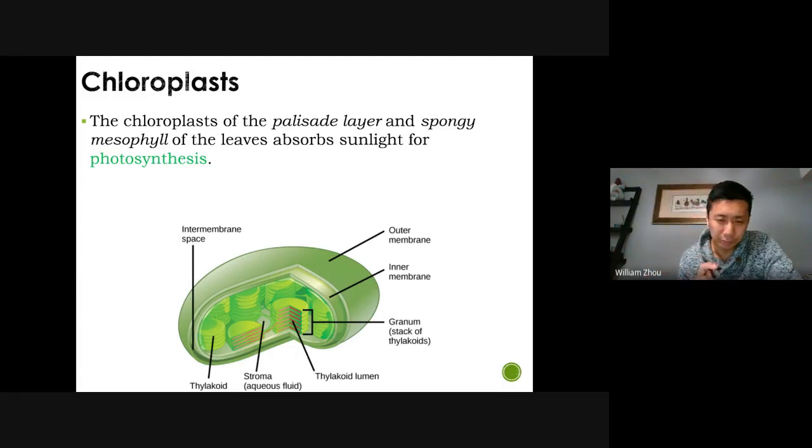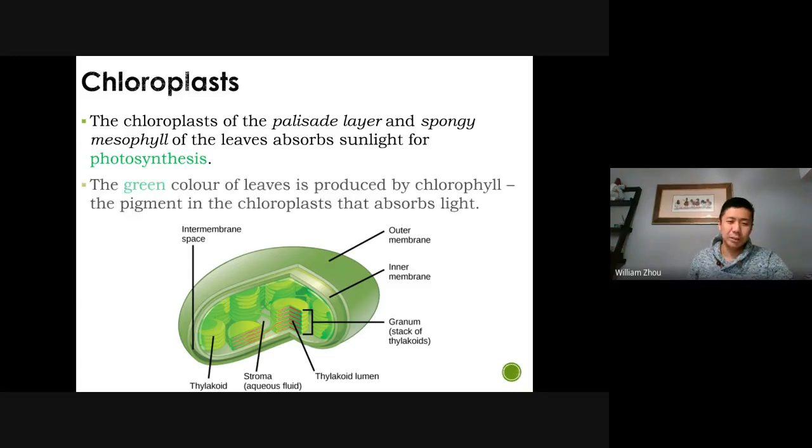Those labels, you don't have to know them. Do not worry about the intermembrane space, the outer inner membrane, thylakoids. That's for grade 12 biology. This happens to be a picture that labels all of them. For grade 10, you don't have to know that. You just need to know what a chloroplast is, what color it is, and what it does. Does that make sense? Chloroplasts are green because they have chlorophyll. And chlorophyll is green.